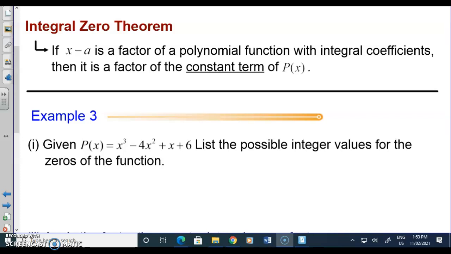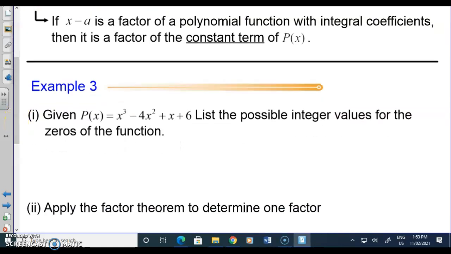So this is lesson 3.3, still on the factor theorem. However, we're going to add one other theorem to it, and it's called the integral zero theorem. And what we want to do is look at a polynomial, for example, this cubic.